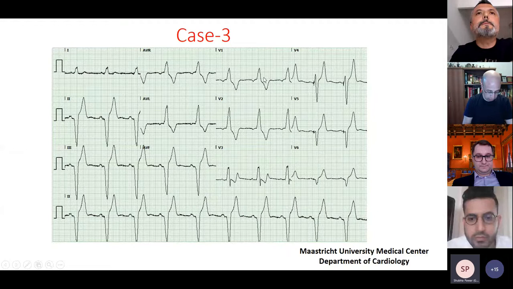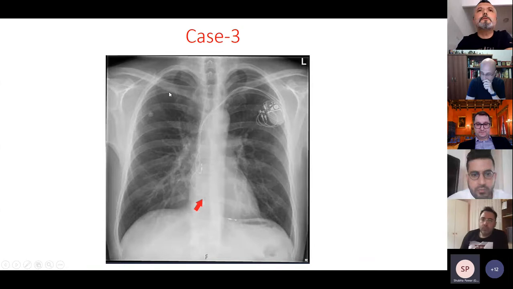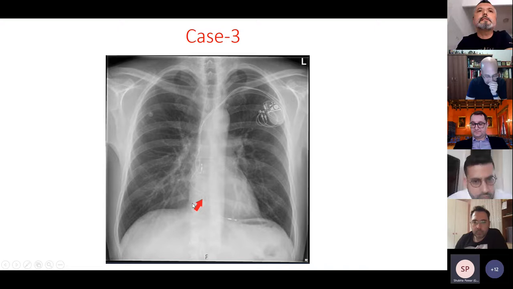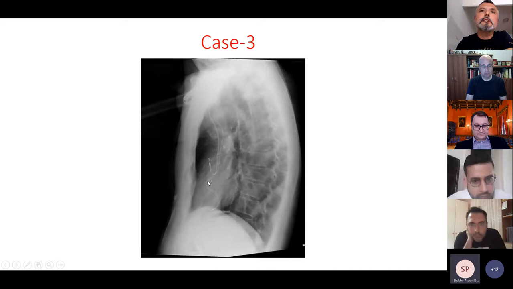So where is the right ventricular lead positioned? The anterior-posterior view doesn't really show where the lead is lying, but if you look closely, there's a slight bending in the ventricular lead just above the tricuspid valve level. In the lateral view, the ventricular lead is going dorsally via PFO and lying in the left ventricle. So in this patient, the ventricular lead is in the left ventricle.